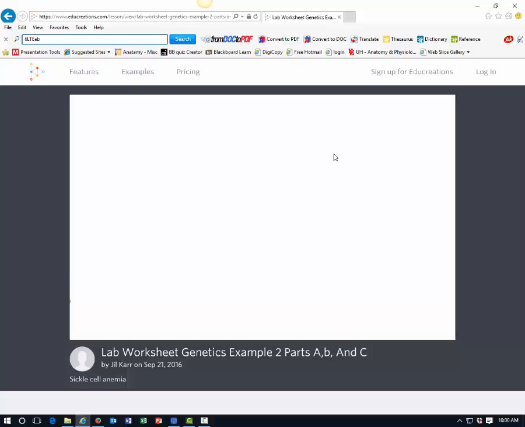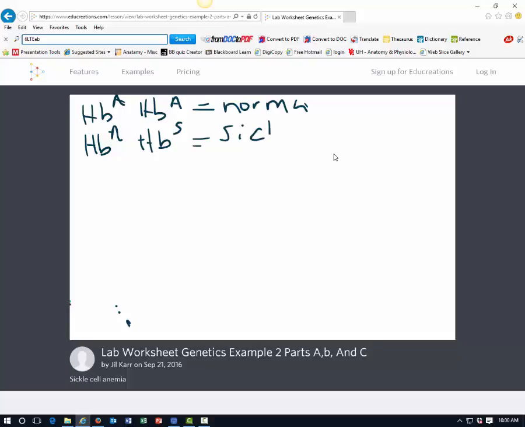We have a parent that is HbA, HbA, and the other parent is HbA and HbS. If we look at the phenotypes of these parents, we can say this parent is normal, no disease, normal hemoglobin. And this parent is going to have that intermediate form because it is heterozygous. It's going to have sickle cell trait.